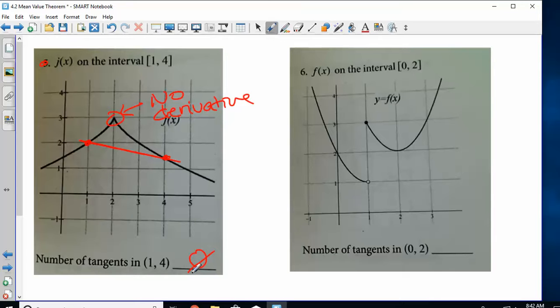If I look at this one, from when x equals 0 to when x equals 2, will it work here? Why? No, this one we have a break in the graph. It's not continuous, so we don't have any points that work. So those requirements are very important.